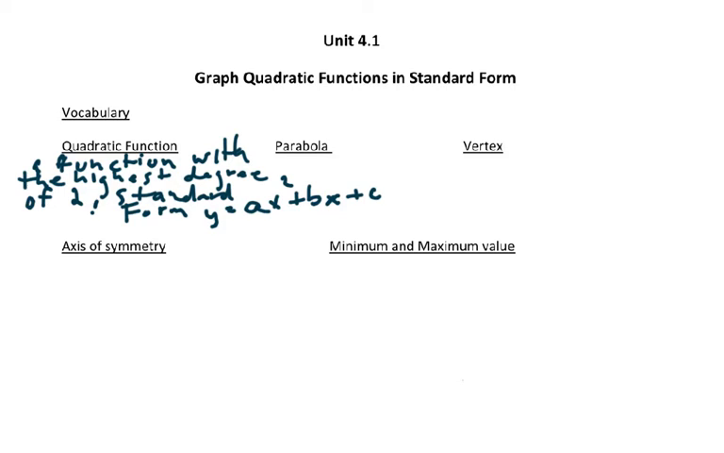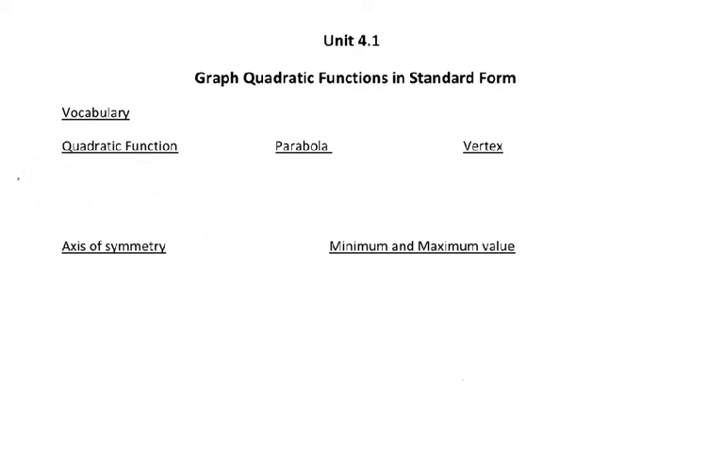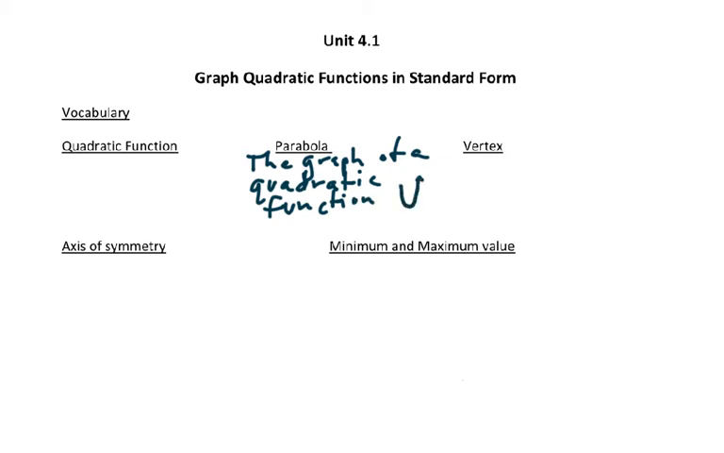All right, let me get rid of that because I kind of ran over into the parabola. The parabola. Obviously, the parabola is the graph of a quadratic function. And I think a lot of you are familiar with what a parabola looks like. It's this U-shaped graph that goes on forever, either upward or downward, depending on which way it opens.